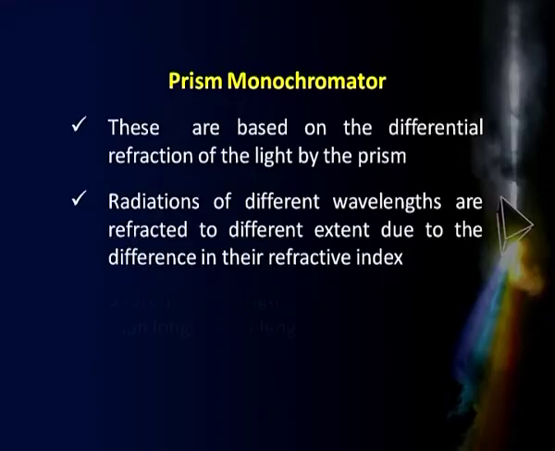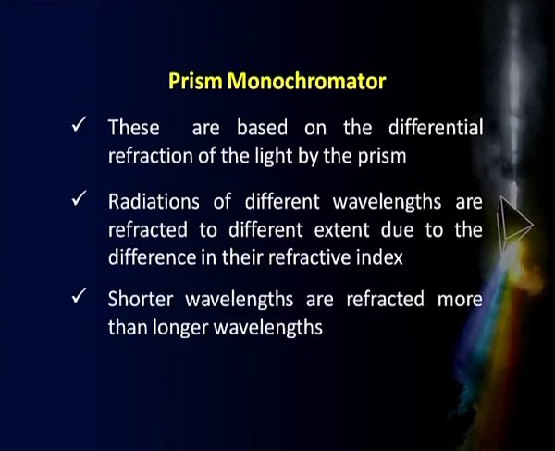When they pass through this prism, the glass prism has a different refractive index for all these different wavelengths. As a consequence, they get refracted to different extents. So, they get separated over there. That is made use of in creating a prism monochromator. As we know, the shorter wavelengths are refracted more than the longer wavelengths. Let us see how we make use of it.